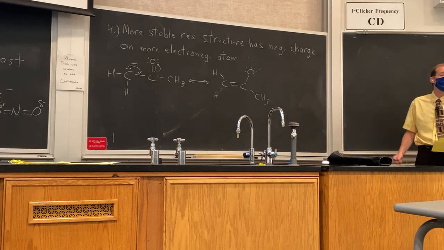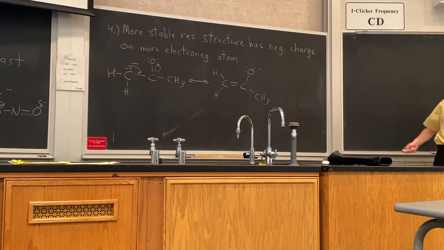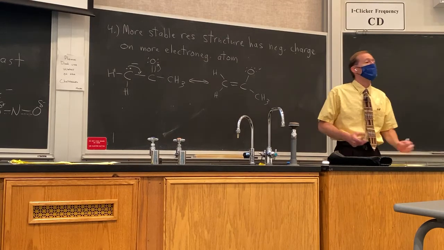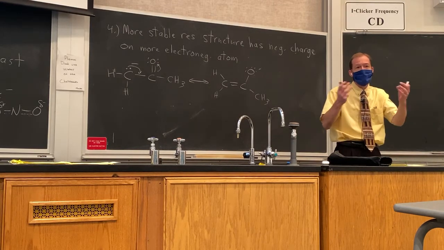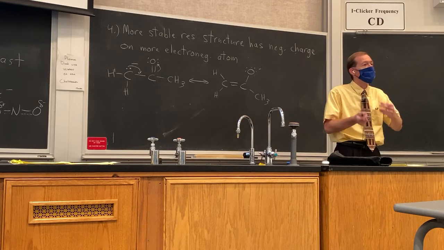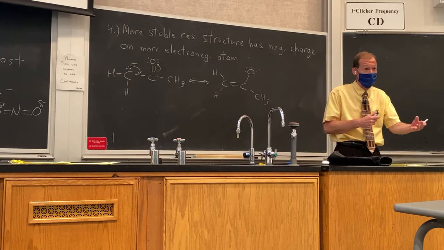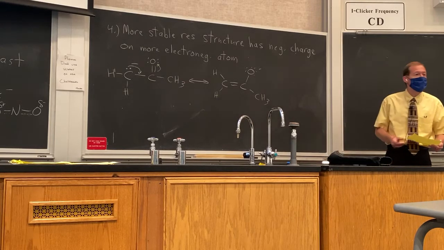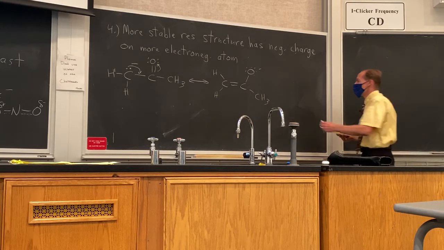Based on this rule, which of these two resonance structures is lower in energy, the one on the left or the one on the right? The one on the right, exactly. Oxygen is more electronegative than carbon. So a more electronegative atom, since it pulls on its electrons more tightly, is more happy with a negative charge than a less electronegative atom. Okay? So that tells us this structure is more stable than that structure.